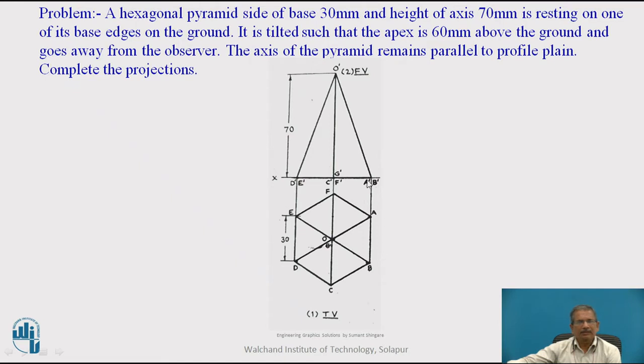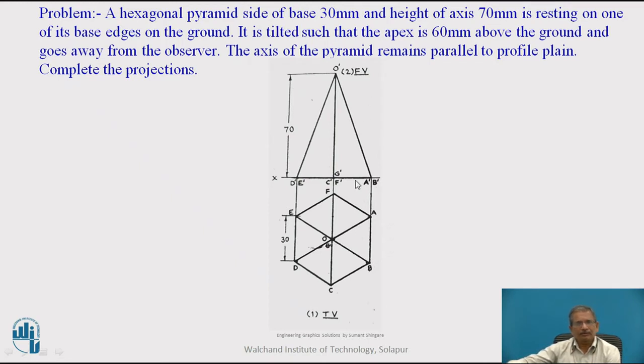So, complete a hexagon of 30 mm base side and draw the apex. When you join the opposite corners, you will automatically get the apex. As these are all generators, these will be visible in the top view. So, join OA, OB, OC, OD, OE, OF. This completes the top view of the hexagonal pyramid such that the base edge is resting on the ground.